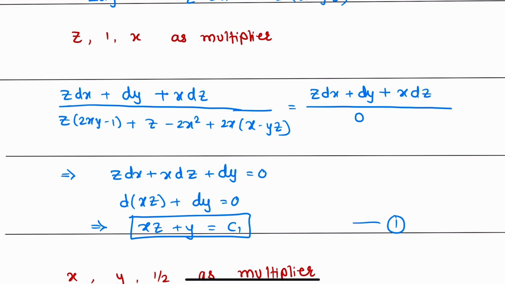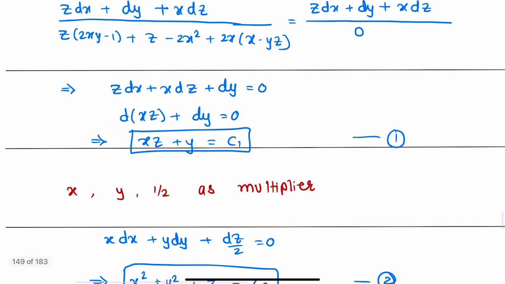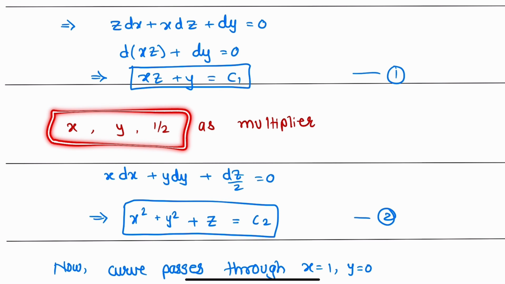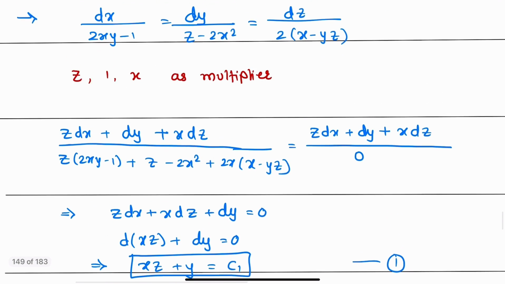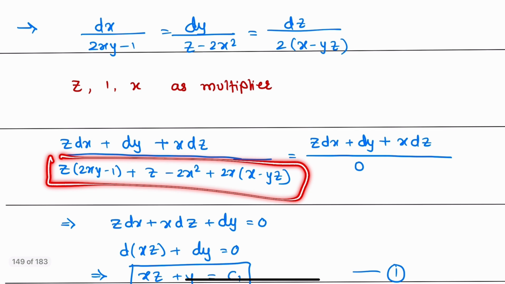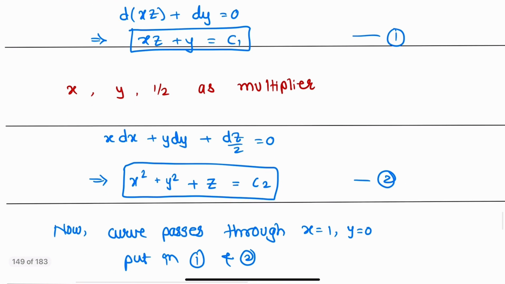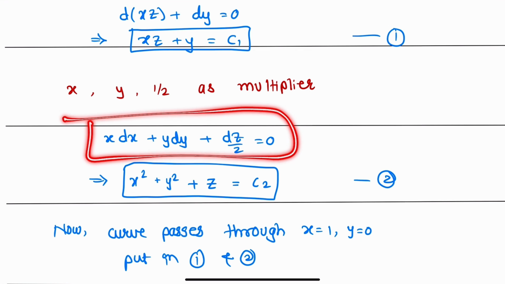Okay. Now let us take some other multipliers. Let us take x, y, and 1 by 2. Again, the denominator part I am leaving to you. As I showed you here how we are getting 0, this time you will have to solve it and get a 0 there. I am just writing the numerator part because once the denominator is 0, the numerator will equate to 0.